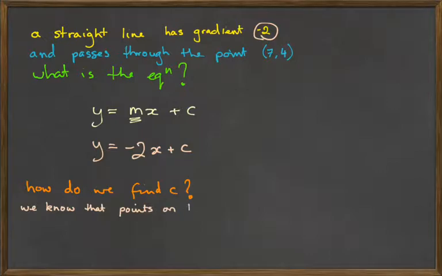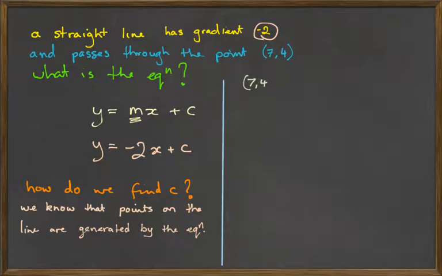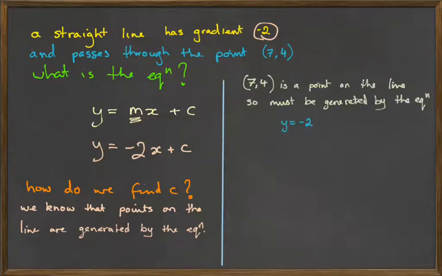Well, we know that points on the line are generated by the equation. So we know that the point 7, 4 is a point on the line and it must be generated by the equation. So if we put 7 and 4 into the equation, it would make sense. We know the equation looks a bit like y equals minus 2x plus c, and we know that 7, 4 is generated by it. So yes, we can write this as y is 4, x is 7, so 4 is equal to minus 2 times 7 plus c. This comes from the coordinate.